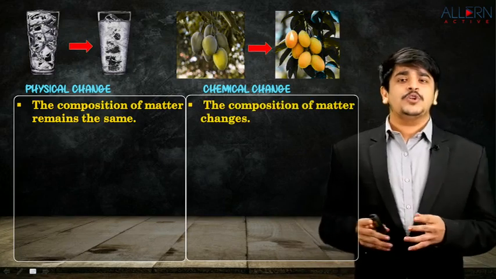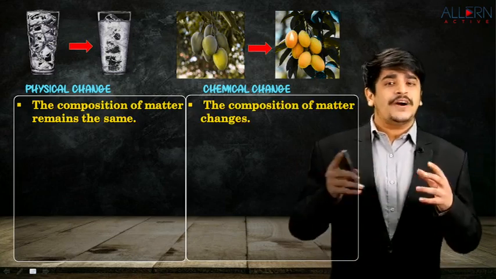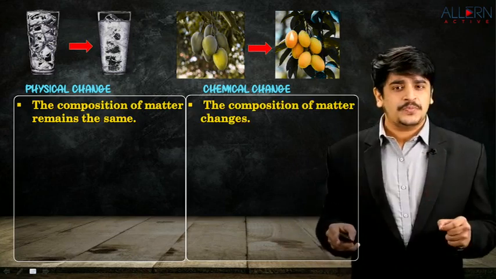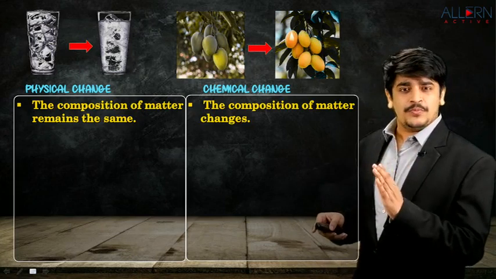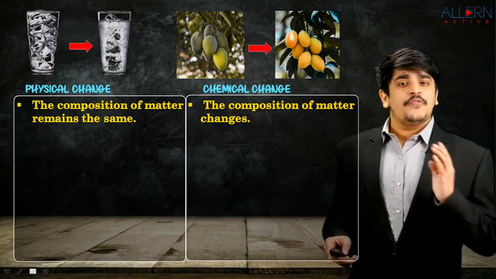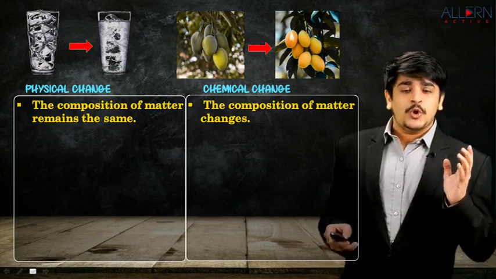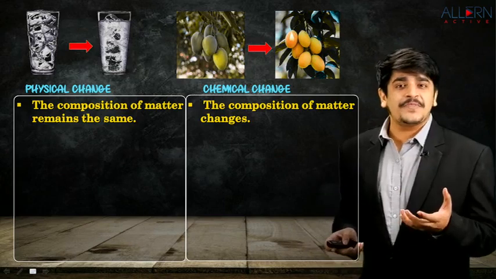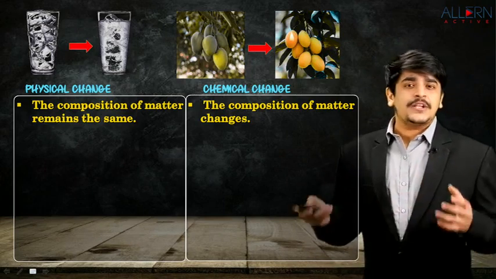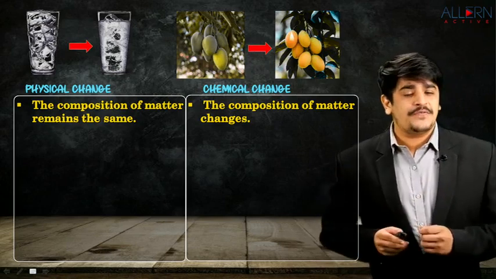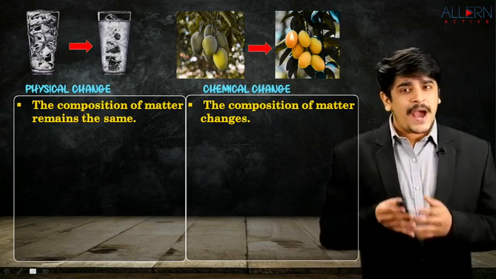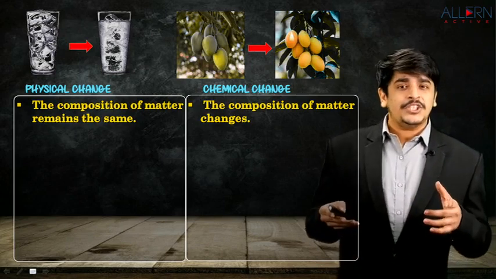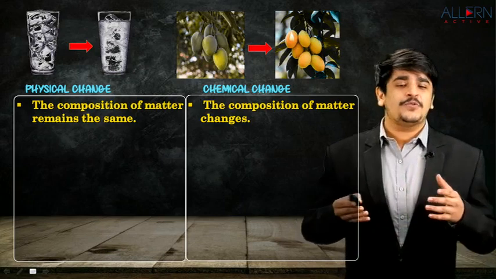However, when we talk about a chemical change, the composition of the matter is literally going to change. You start with a raw mango, you get a ripe mango. From sour, it becomes sweet, which means sugars which were initially absent are now developed. And therefore, I can say that new substances are definitely getting formed. And when that happens, the composition of the matter with respect to that particular change is literally going to change.